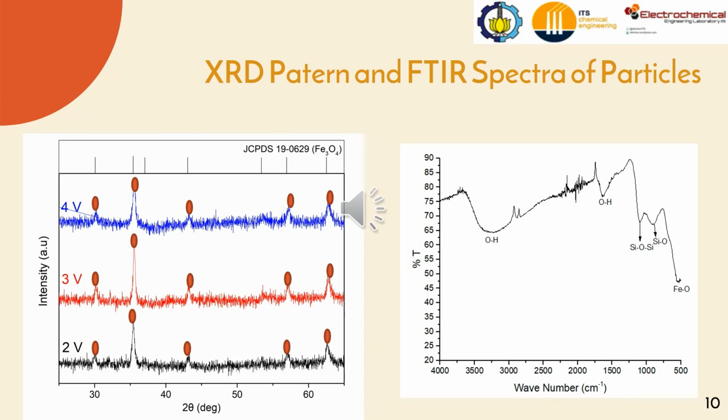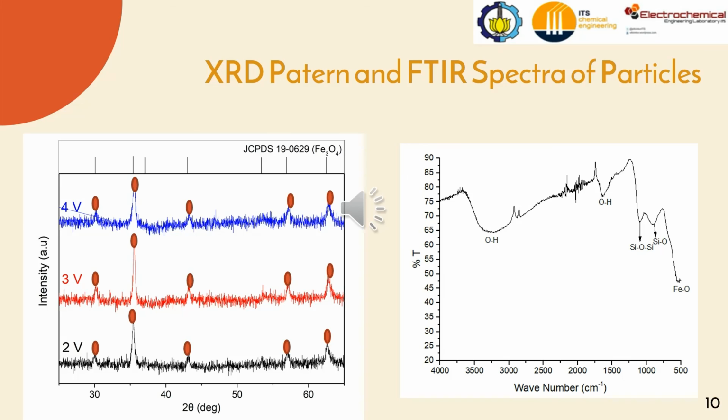Okay, this is a XRD pattern and FTIR spectra of the particles. XRD diffraction pattern at various voltage. The pattern for all sample have only 5 peaks. 1, 2, 3, 4, 5. It corresponds to the standard magnetite pattern JCPDS 19-0629. Based on the identification of these particles, the particles were pure magnetite, and increasing the initial voltage did not influence the crystalline phase of the materials.